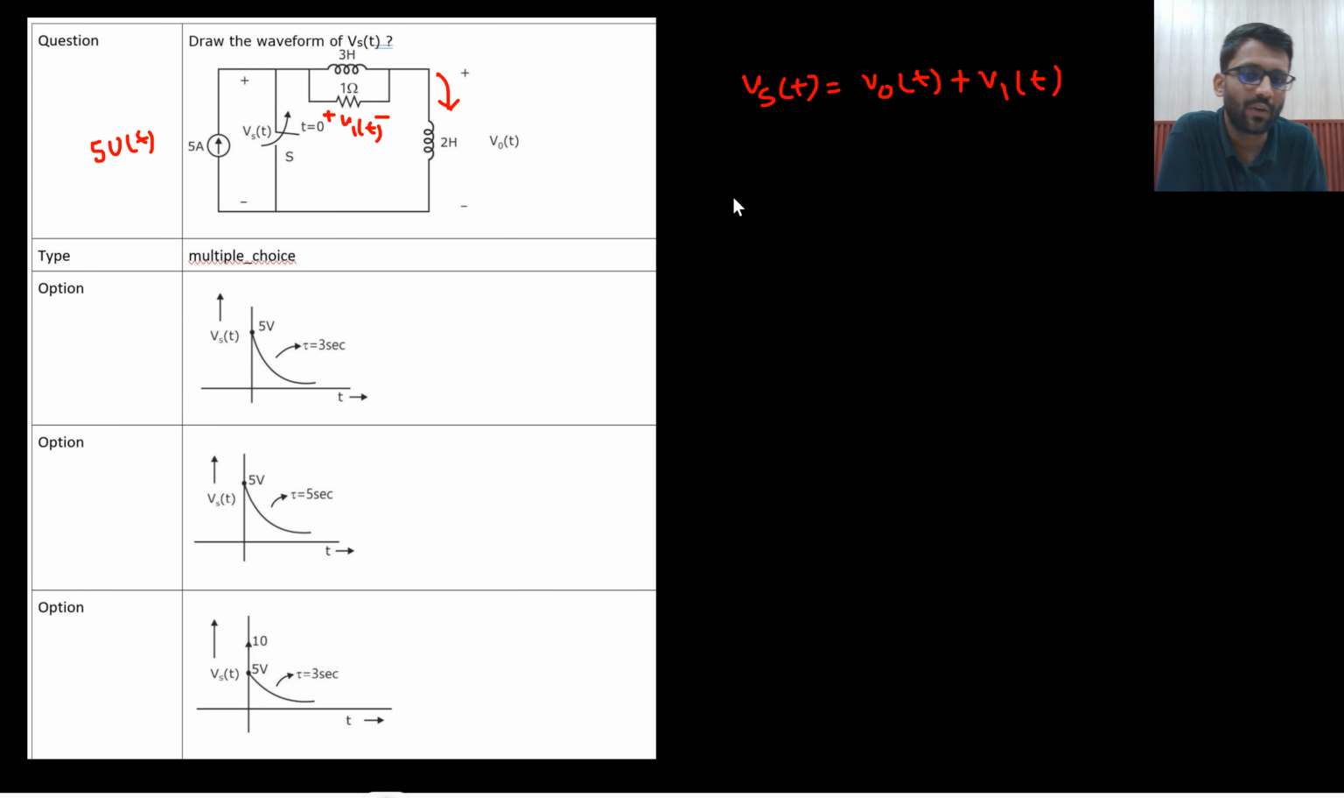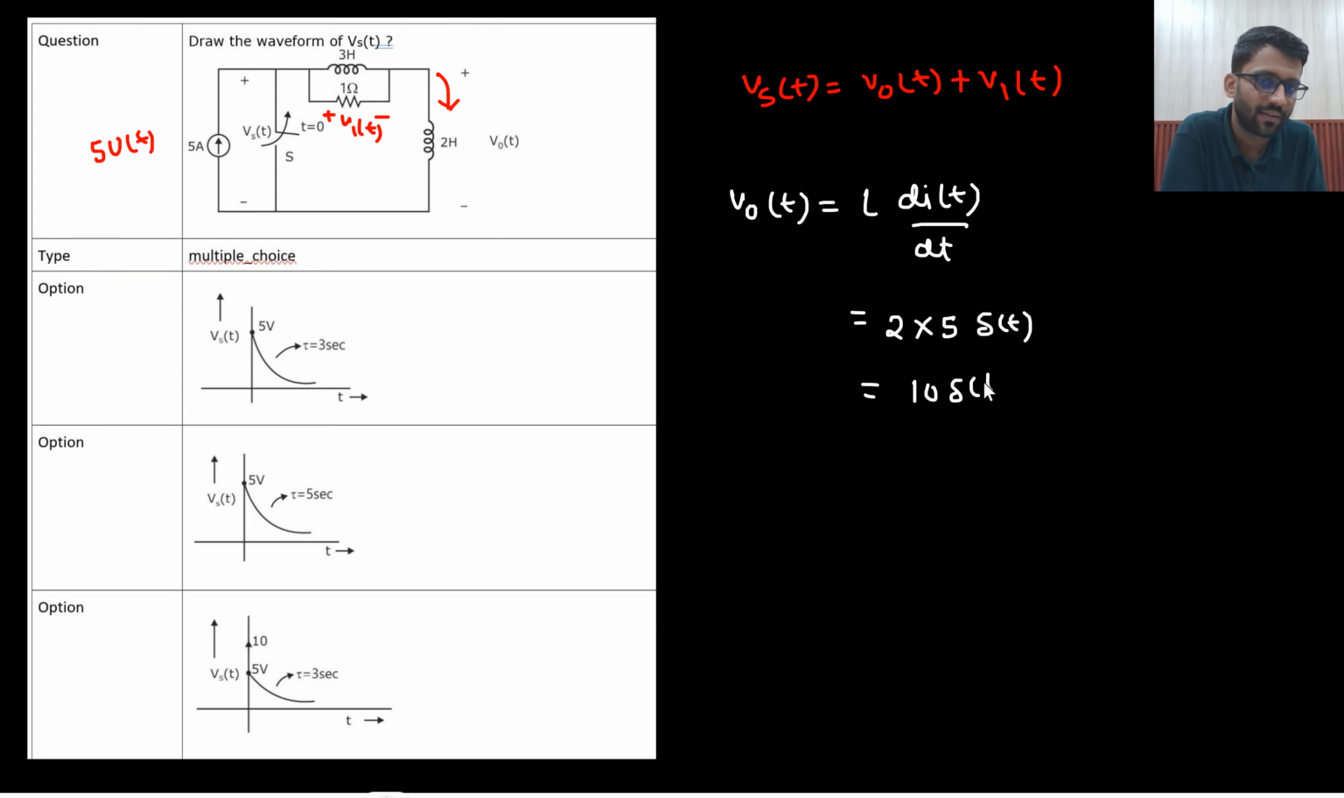So what would be your V naught t? V naught t would be L dit by dt, and this current is constant now. So what that would be? 2 into differentiation of 5 ut, that would be 5 delta t. So V naught would be 10 delta t. V naught t would be 10 delta t. And if I draw the V naught t waveform, how it would look like?